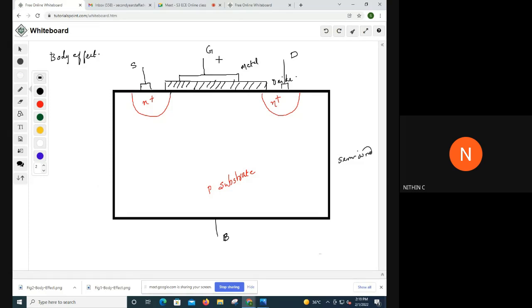Tell me, which is the mode of operation that is occurring if you are applying a negative voltage over here? That is a VG value that is less than 0. VG value less than 0 applying, which will be the mode of operation?